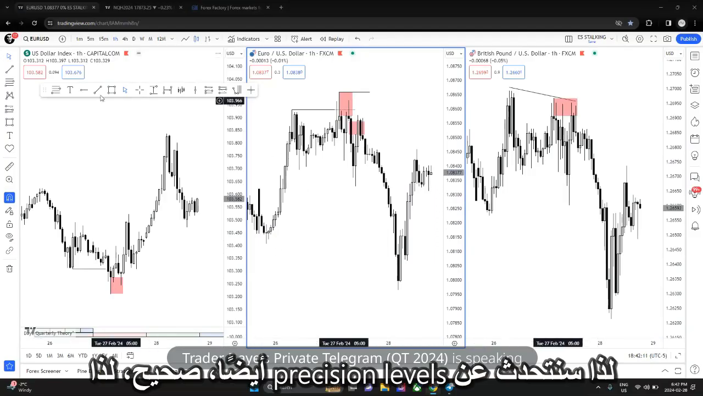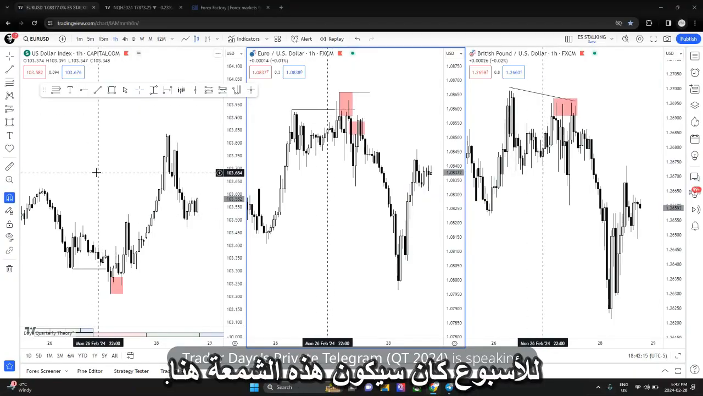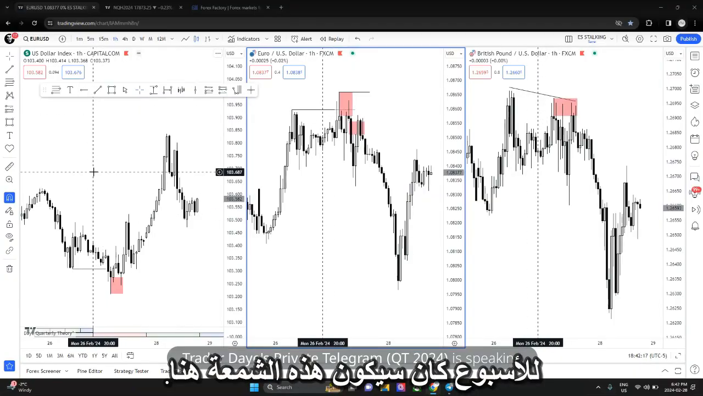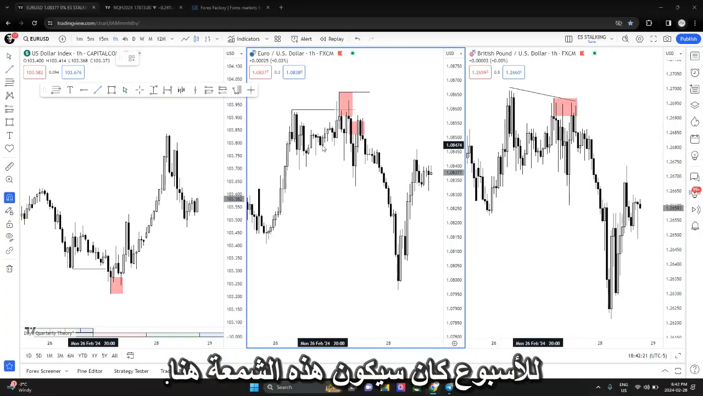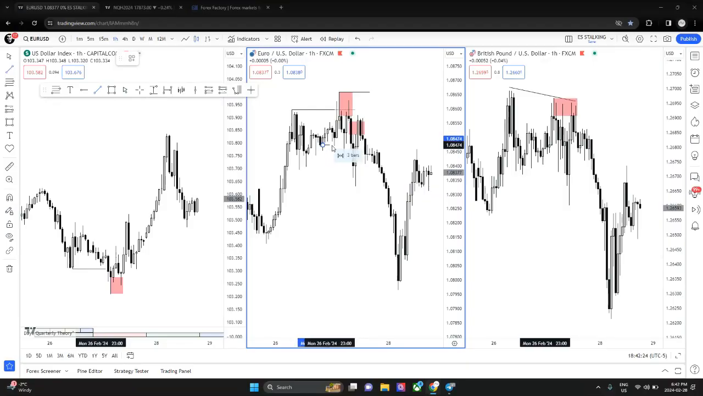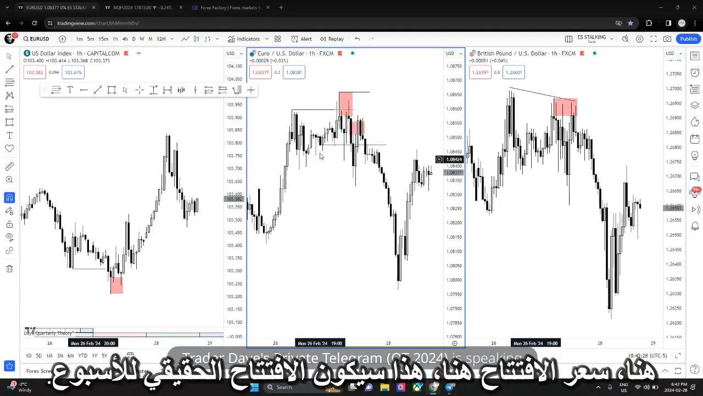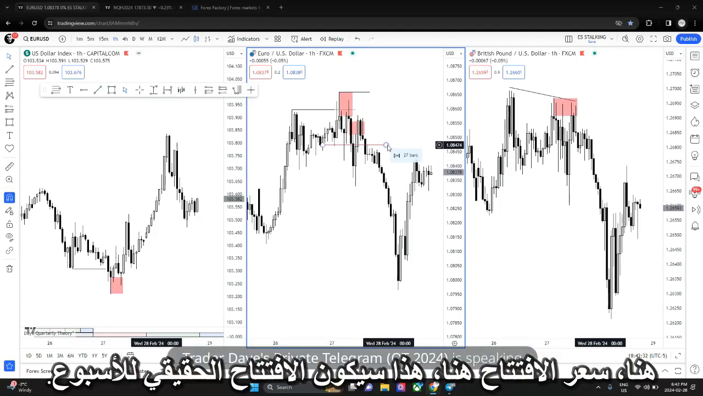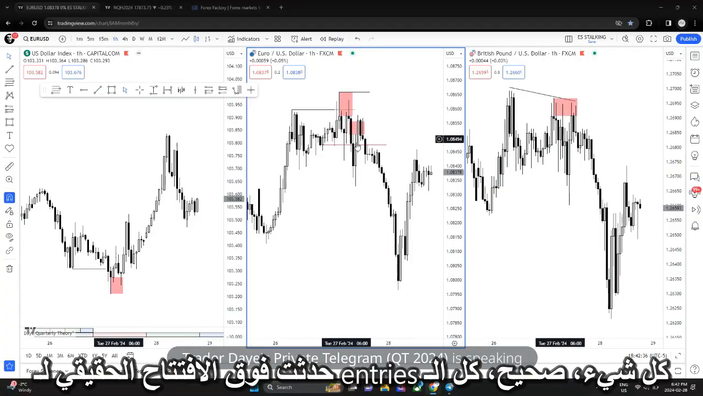So the true open for the week would have been this candle right here. Right? So this candle right here, opening price here, this would be the true open of the week. So as you guys can see, all of the entries occurred above the true open of the week.